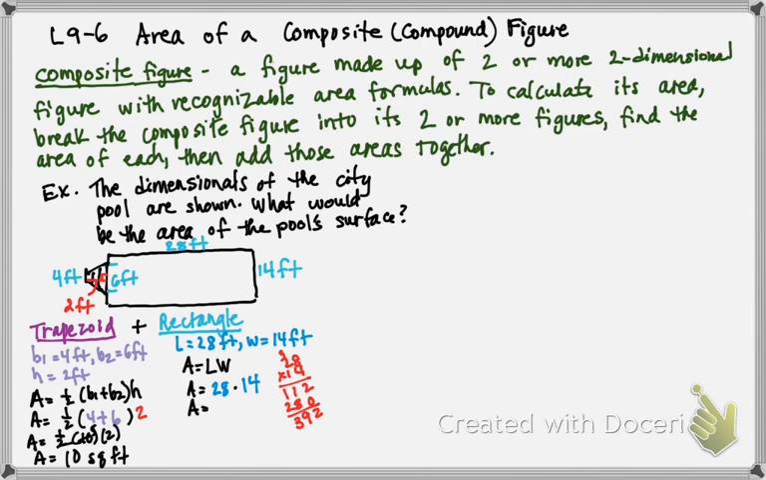So the area of the rectangle is going to be 392. I'm going to write square feet the other way. Even though it looks like feet squared, we don't ever read it like that. We say square feet. So for the pool's surface, we're going to put it all together.